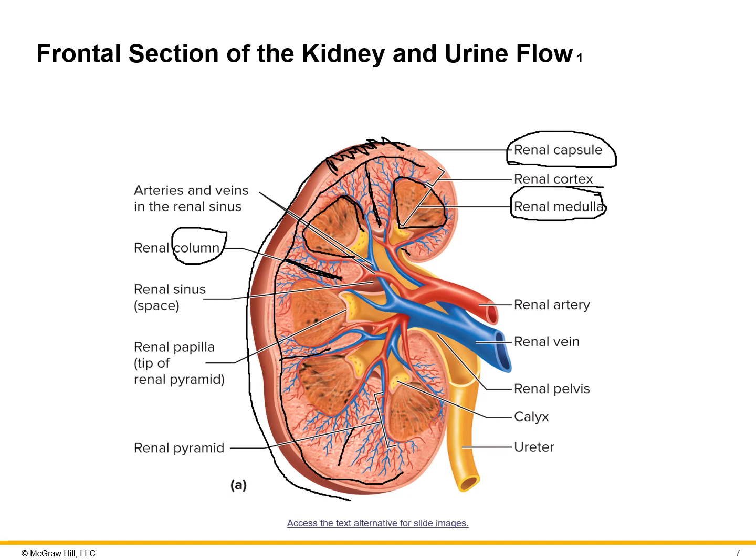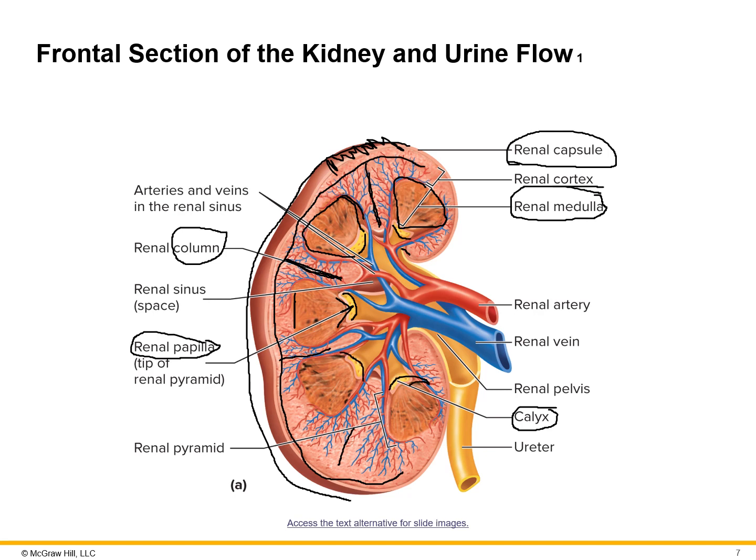Now you will notice that the pyramids are shaped like inverted triangles, and this is the base of the pyramid right here, and the apex of each pyramid is opening into a funnel-shaped structure that is drawn in yellow right here. This funnel-shaped structure is called the calyx. And the part of the pyramid that actually sticks into this funnel-shaped structure is called the renal papilla. So in other words, the renal papilla sticks into the minor calyx. The minor calyx is this little funnel right here.